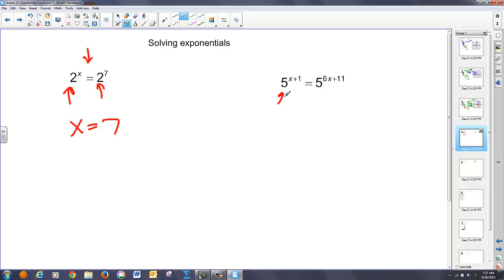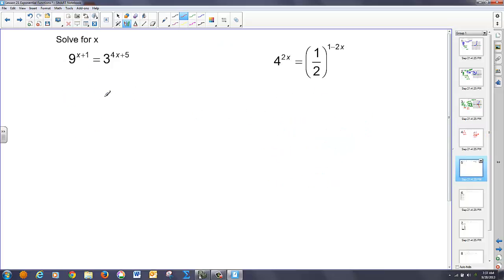Same principle here, my two base values are the same, but I have different exponents. Well, if this is going to be 5 to some power, and we have two unknown powers, but the quantities have to be equal, then these powers must be equal. So I can basically drop the bases out and set x plus 1 equal to 6x plus 11. Again, this is only when your base values are the same. So I solve and I get 5x equals negative 10, and negative 2 is equal to x.